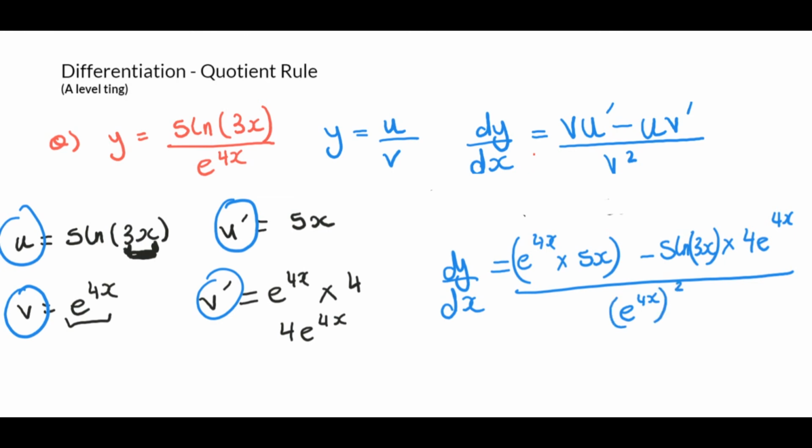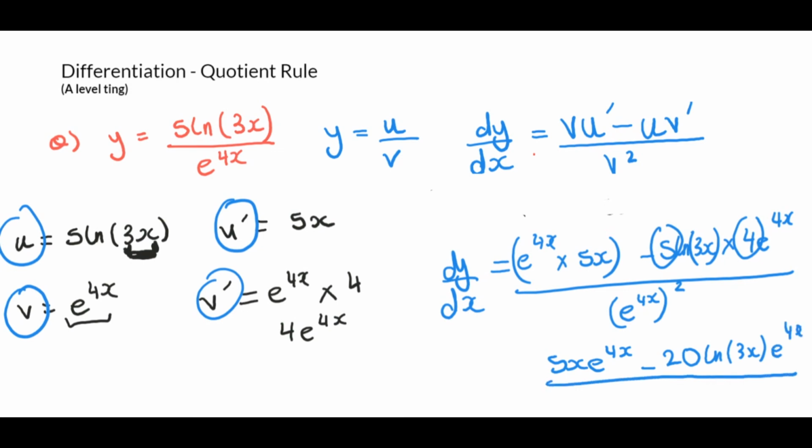So in other words, I'm going to leave this answer as 5x e to the 4x minus, I can simplify this, 5 times 4 is 20, and then ln 3x e to the 4x, all divided by e to the 4x all squared. All we have to do here is 4x times 2, which is 8x, so I can replace that answer as e to the 8x. Obviously we can do further simplification, but I'm not really got enough space for that. Basically these are the steps you need to know.